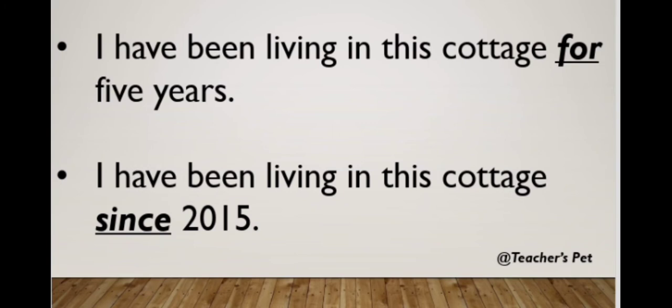Here I have two examples. The first one is, I have been living in this cottage for 5 years. The second one is, I have been living in this cottage since 2015. So guys, today you will learn about why we have used for in the first sentence and since in the second sentence.